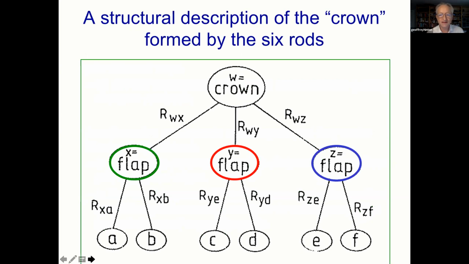So this is a very old diagram made in 1979 that shows a structural description for the crown in terms of a whole and parts and subparts. And for a graphics audience, it won't surprise you that on the edges, I've put a coordinate transform, and the coordinate transform is the transform that takes you from the intrinsic frame of reference of the crown to the intrinsic frame of reference of one of its parts, like the green flap. That would be RWX.